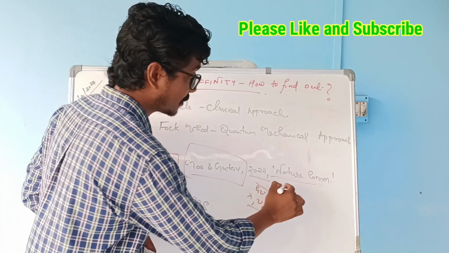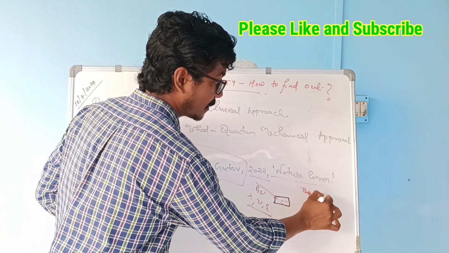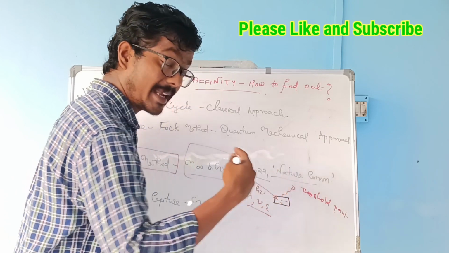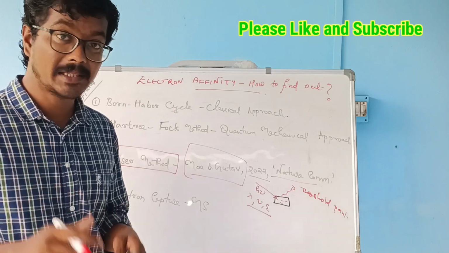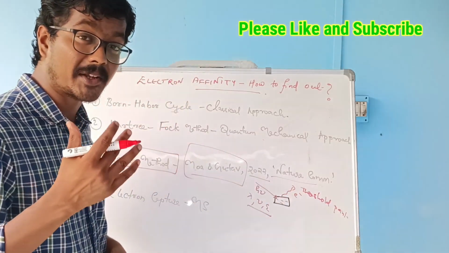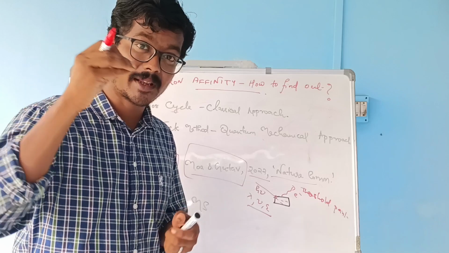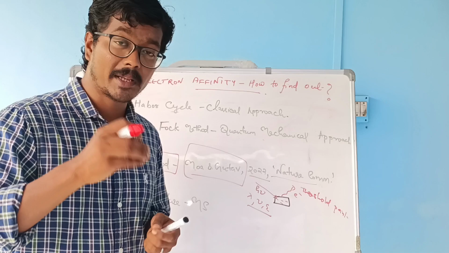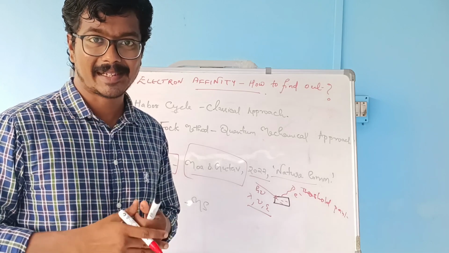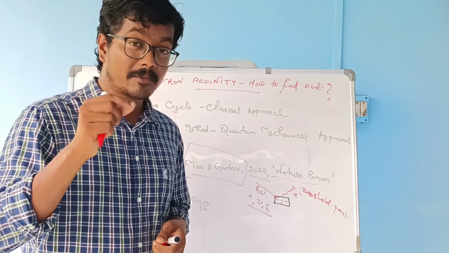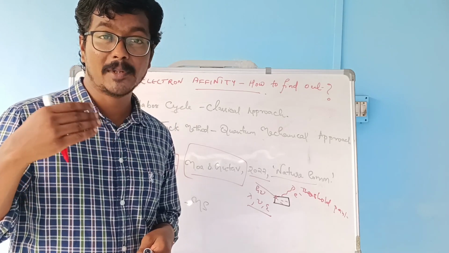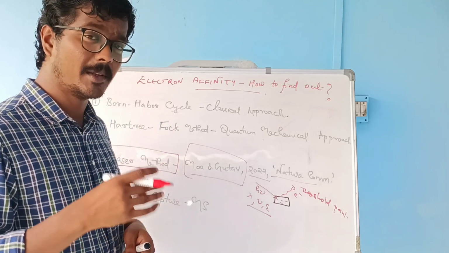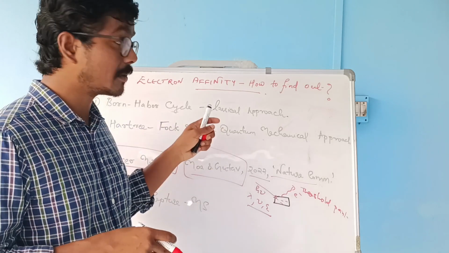At a particular point, that is called the threshold point, electrons get ejected from the negative ions. That is, electrons get ejected from the anion. That particular wavelength is recorded and the corresponding energy is calculated. That energy is equal to the electron affinity. That's a very recent method for the determination of electron affinity of an element.